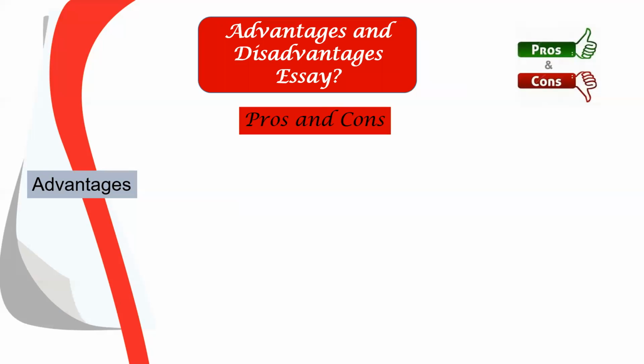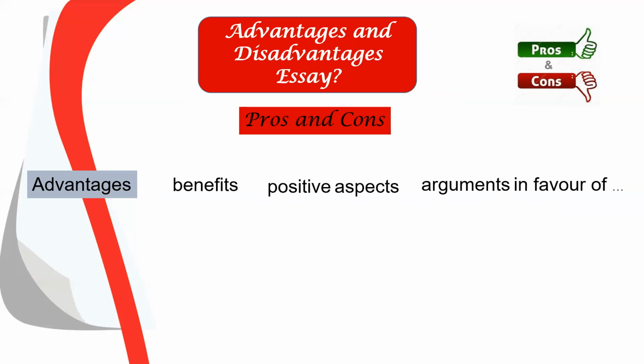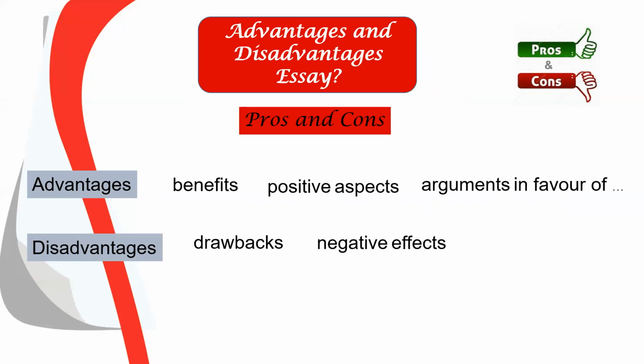First, what do we mean by advantages? Here I'm giving you some synonyms to explain the word. Advantages mean benefits, positive aspects, arguments in favor of. Disadvantages means drawbacks, negative effects, arguments against. So these are synonyms that you can use when you're paraphrasing the question or the topic.